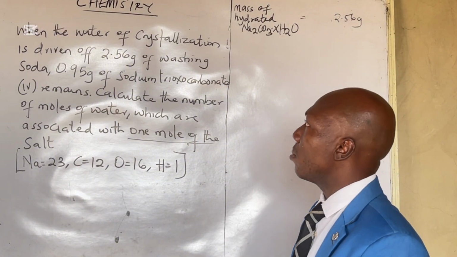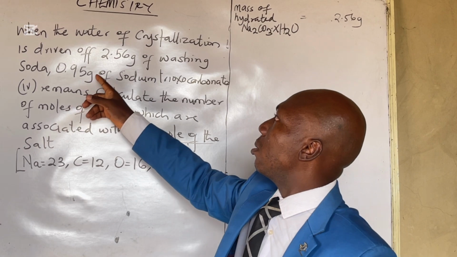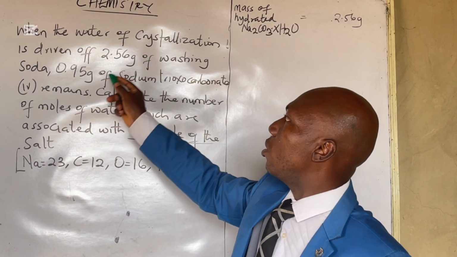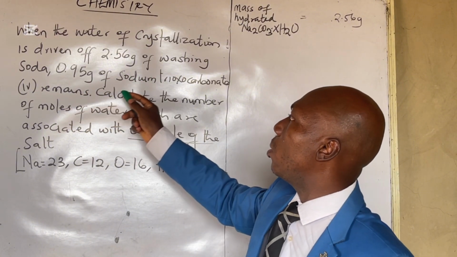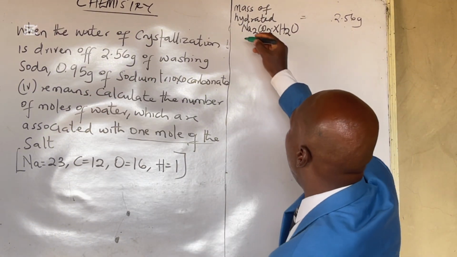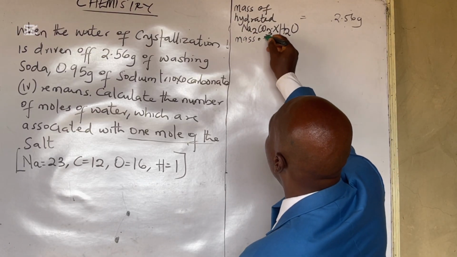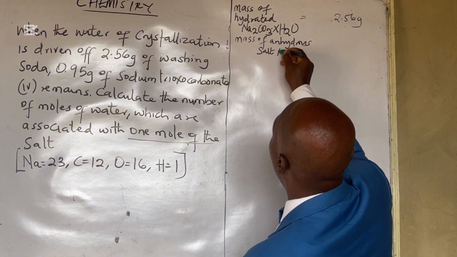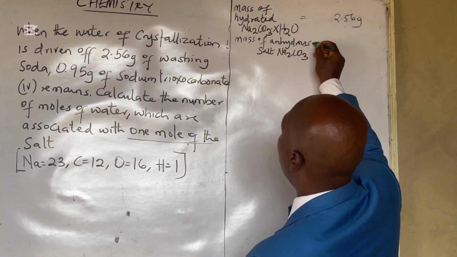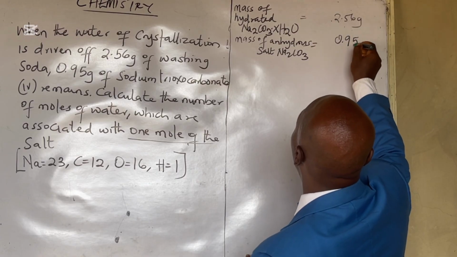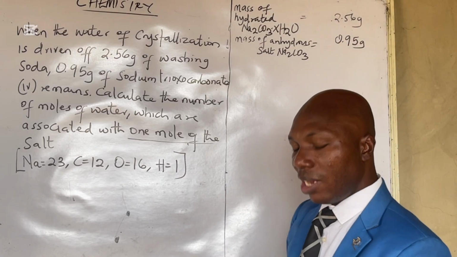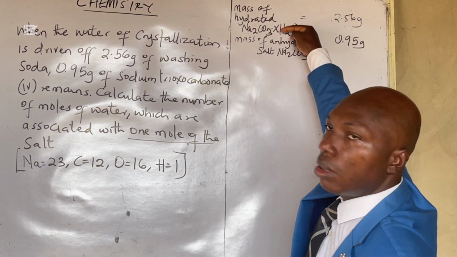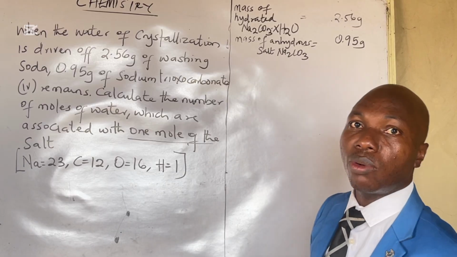And we're also told that when the water of crystallization is driven off 2.56 grams of washing soda, 0.95 gram of sodium carbonate remains. So we have the mass of anhydrous salt, sodium carbonate. We are given 0.95 grams. So we can actually calculate the remaining side. We have sodium carbonate and water, and we have sodium carbonate. So we can calculate the mass of water.